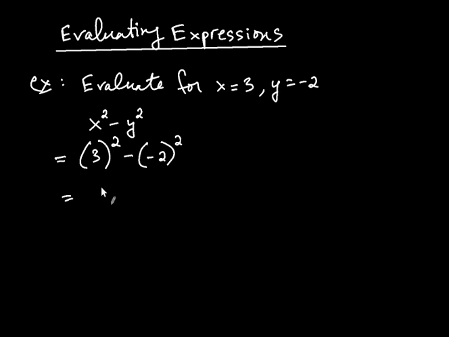And so even though I see a couple of operations, I see subtraction and I see squaring, we know that evaluating exponential expressions comes before subtraction. So 3 squared is 9, and then minus, well, we're waiting on that subtraction, right? We're taking away what? Well, -2 squared. And -2 squared is -2 times -2, which is a positive 4. And then we end up with 9 minus 4, which is 5.